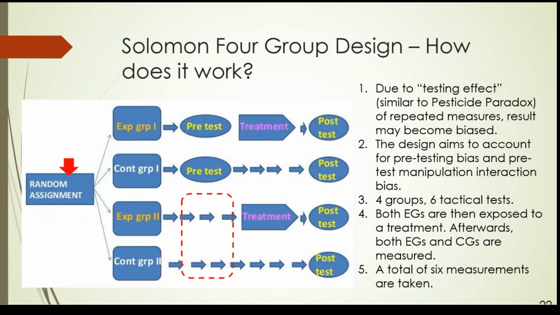Example of Solomon 4 group design. How does it work? Normally we have two groups, before and after, right? Control group and experiment group. Usually we have two groups, but in Solomon 4 group design, we are having 4 instead of 2. So how is it different? Okay, see here, random assignment, we pick up 4 groups: 1 experiment group, 1 control group, 1 experiment group, 1 control group. So experiment group 1, control group 1, experiment group 2, and control group 2.